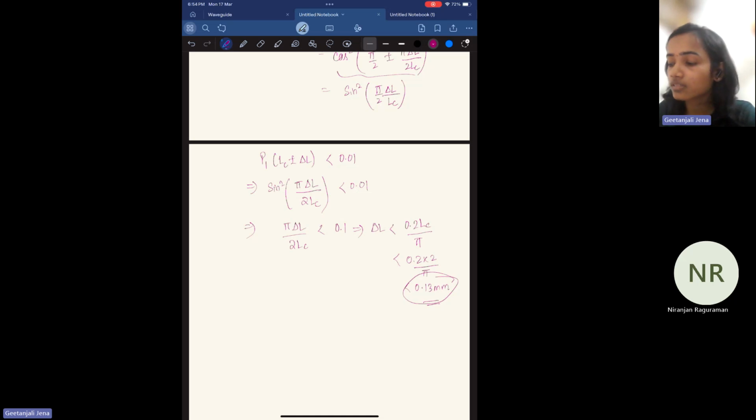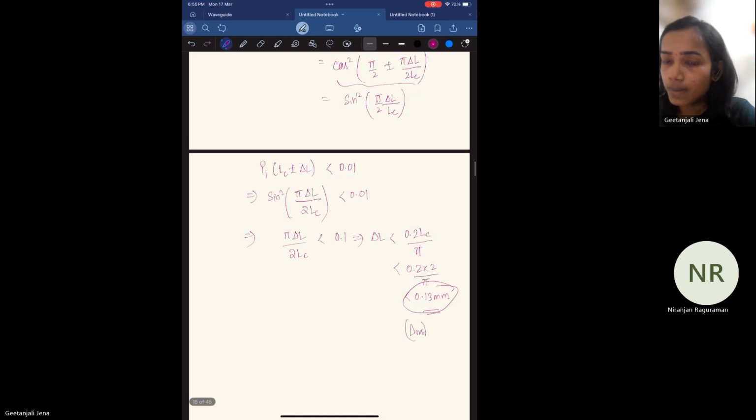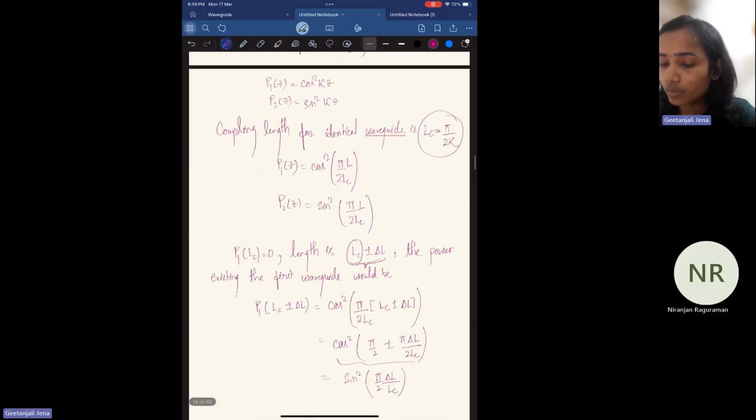If the length is within the range of 0.13 mm to the left of L and to the right of L, then the power will still remain less than 1%. So this is how you can calculate the fabrication error. Is this problem clear?